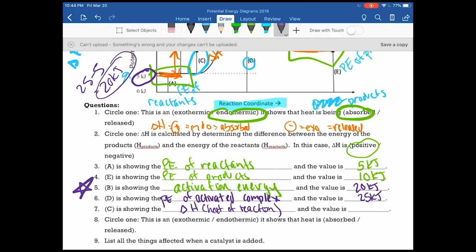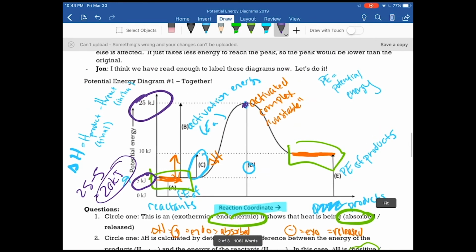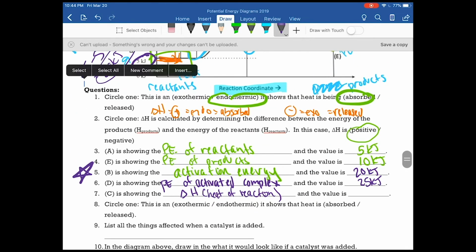Okay. First we want to figure out where we end. Up here I had written the delta H equation. The energy of our products is 10 kilojoules, and the energy of our reactants is 5. So 10 minus 5, again, if you need a calculator, use it. You get 5 kilojoules as your delta H.